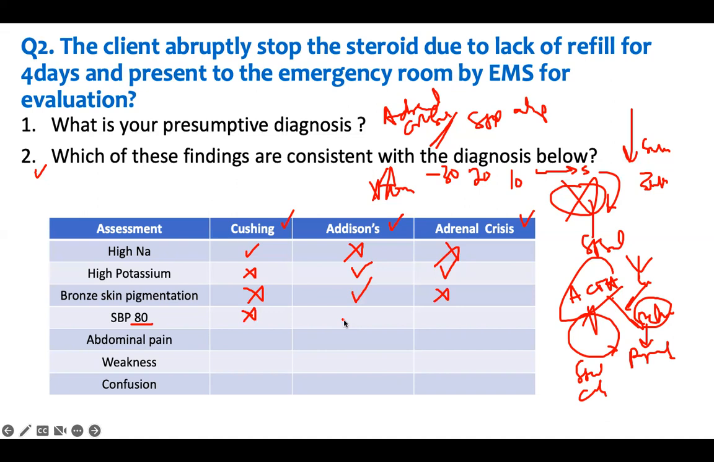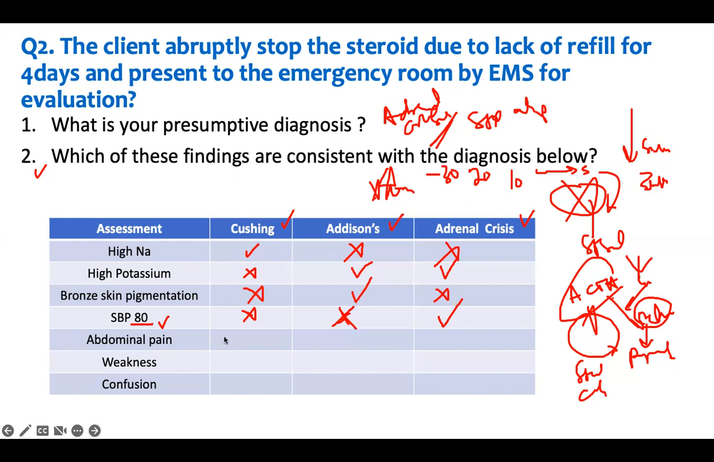In the test, they won't give you 80. They'll give you normal this thing, but I will not put it under Addison because it's too low. That tells me you are in shock. Addison people walk normally, so they shouldn't be. Adrenal crisis, yeah, these people are in shock because they just stop their medication and they turn into adrenal crisis from being on steroid and stopping it and going into crisis. So yeah, they have hypotension.